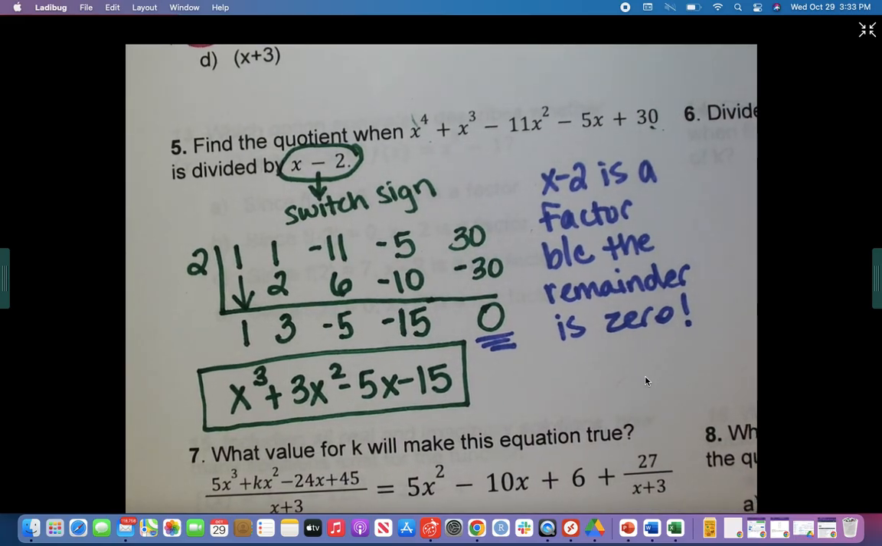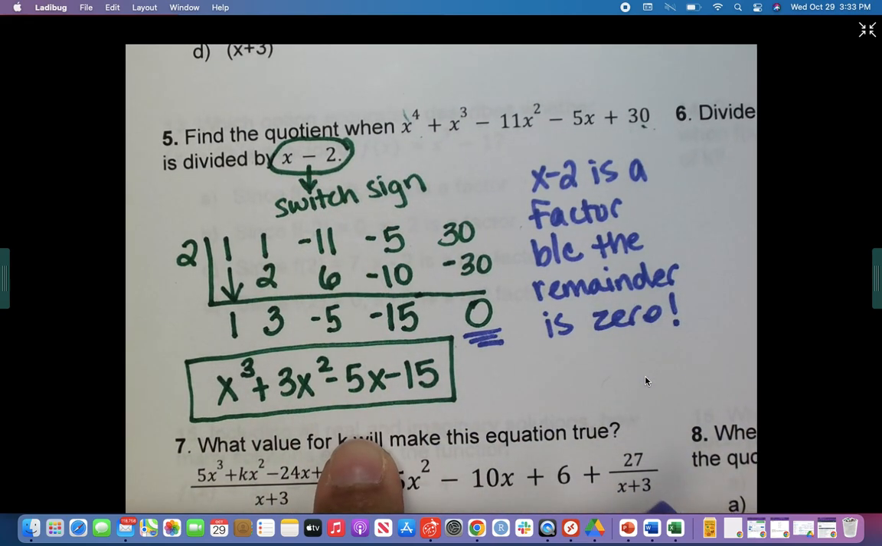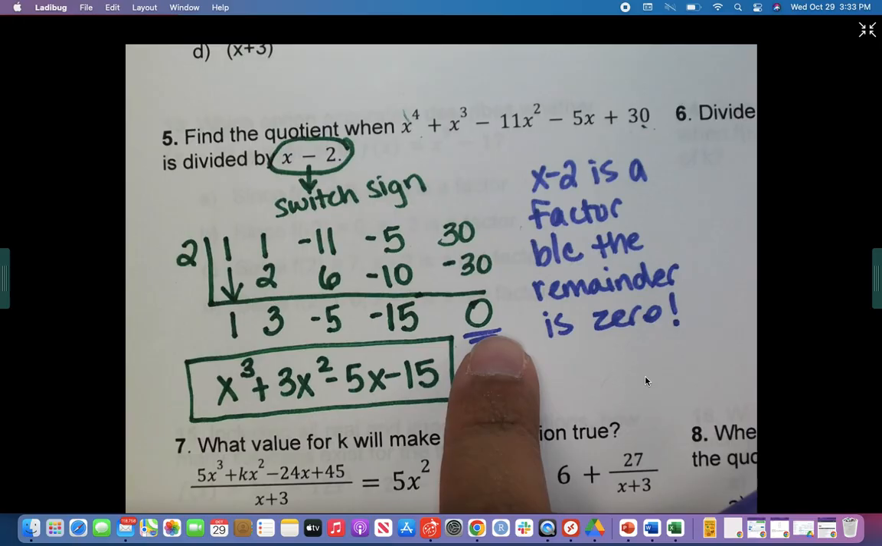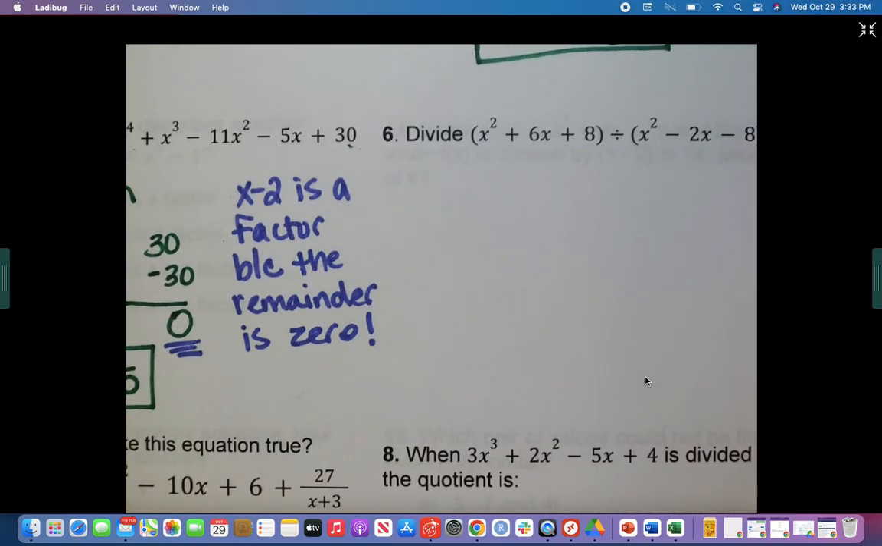Okay, so that's number 5. If your divisor is linear, you can do synthetic division to divide. Remember, last number is your remainder. So if you were to have a remainder, remember it's always plus, and then whatever your remainder is over your divisor. All right, number 6.